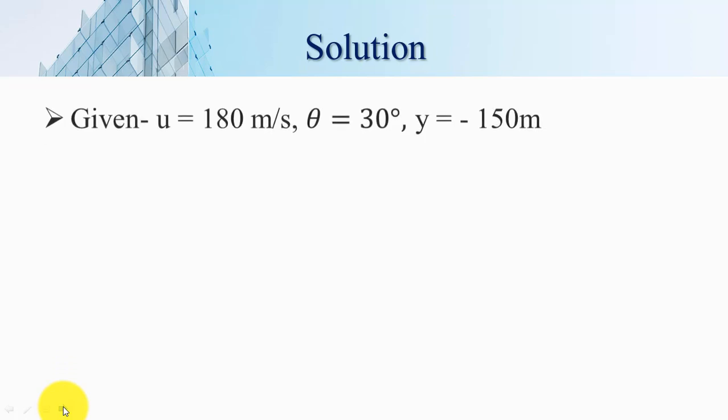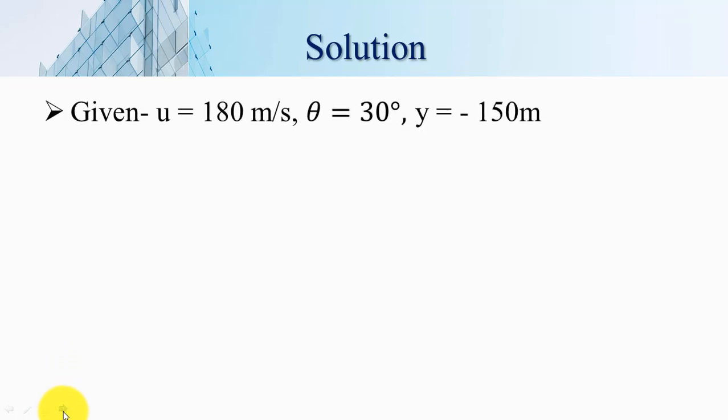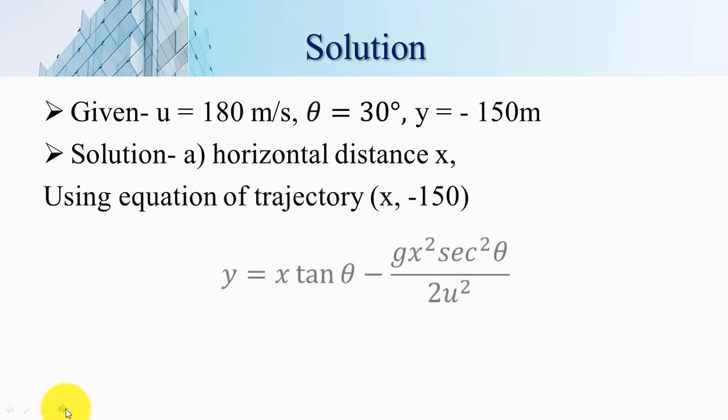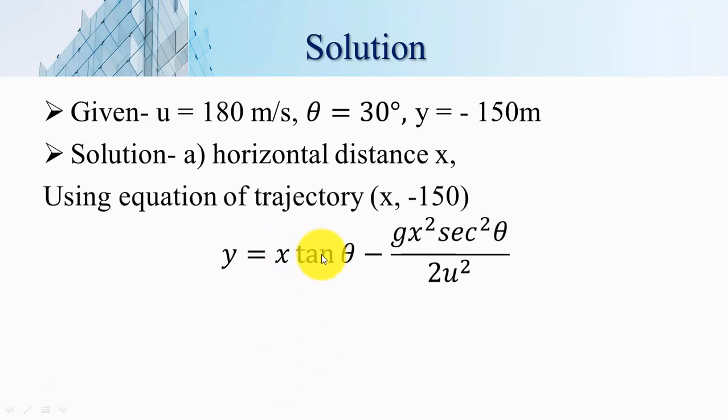First, we will consider that we are asked to find the distance x. For that, this much data is available in the question: initial velocity, angle of projection and y. Based on this, to get the horizontal distance we have two options. Either we can use the equation of range or the equation of trajectory. But it is always better to go with the equation of trajectory, because it is a quadratic equation in terms of x, which means it will give you two possibilities for x.